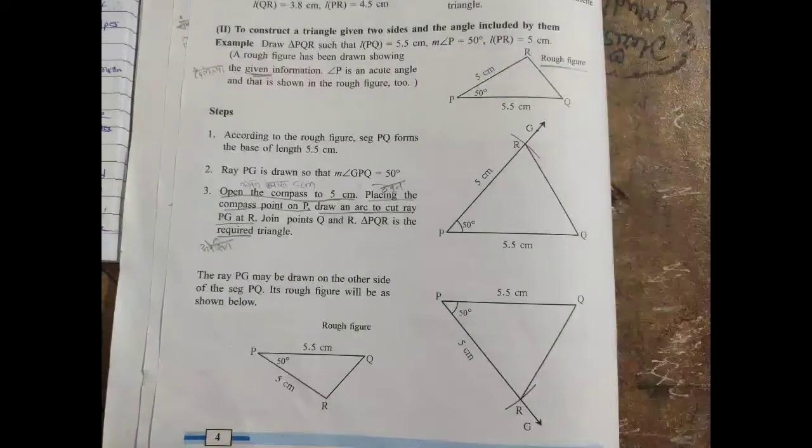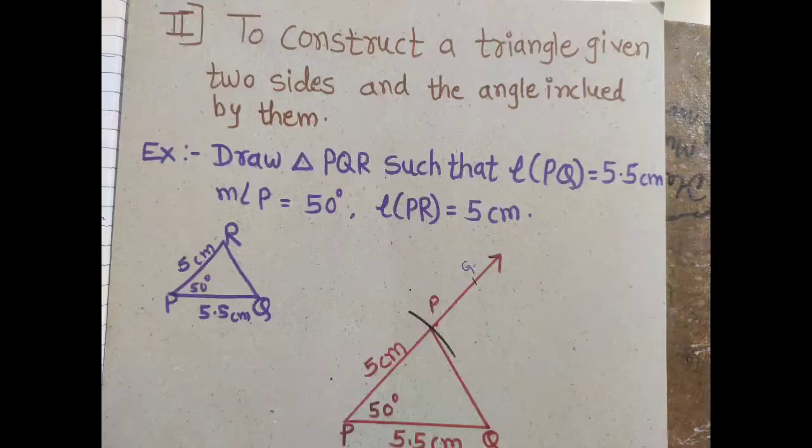After this, we are going to study the construction of the second triangle. To construct a triangle given 2 sides and the angle included by them.